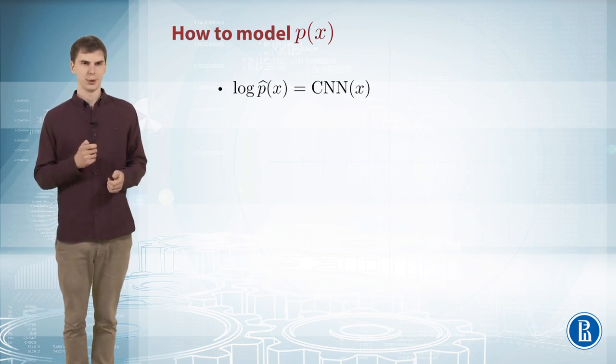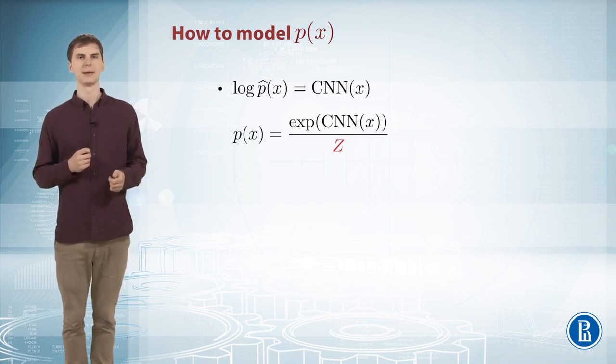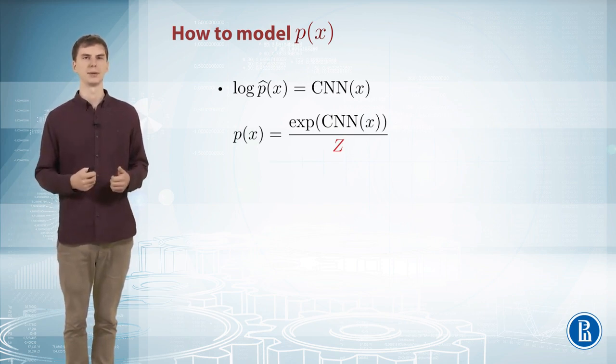The problem with this approach is that you have to normalize your distribution. You have to make your distribution sum up to 1 with respect to the sum over all possible images in the world. And there are billions of them. So this normalization constant is very expensive to compute.